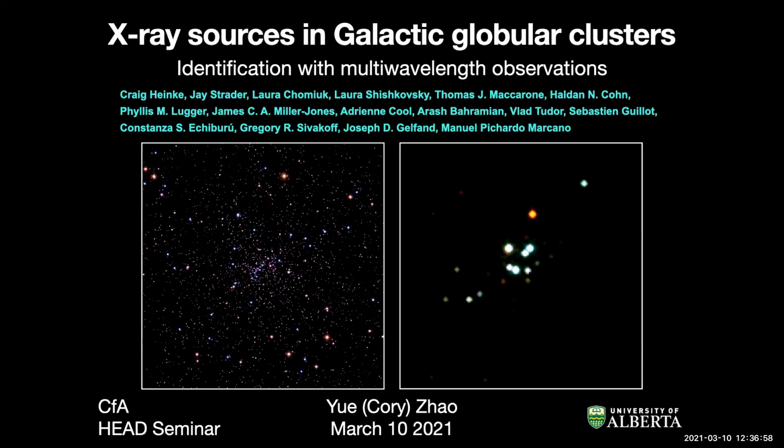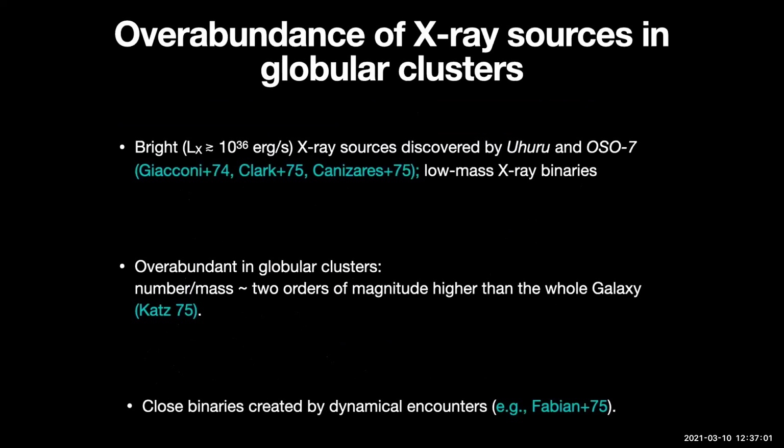As a simple recap of history, studies of globular cluster X-ray sources have a long and fruitful history and date back to the early 70s with the launch of early missions like Uhuru and OSO-7 that discovered X-ray sources, mostly bright ones, in globular clusters. These are attributed mostly to low mass X-ray binary systems containing neutron stars, because they show type 1 X-ray bursts. That's a typical signature of neutron star low mass X-ray binaries.